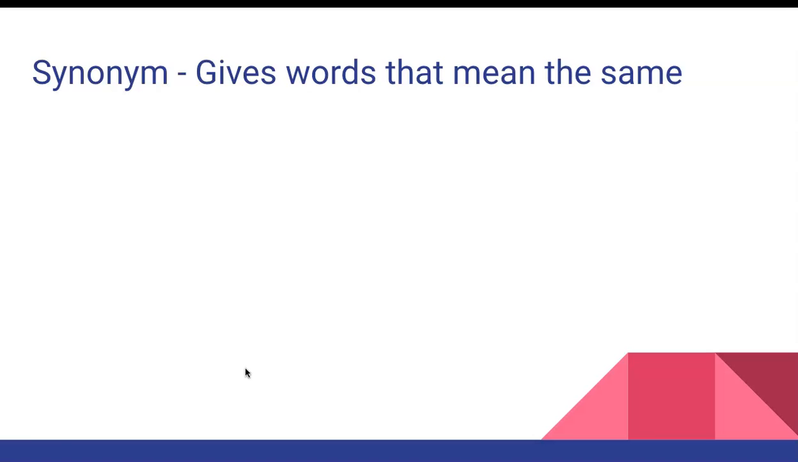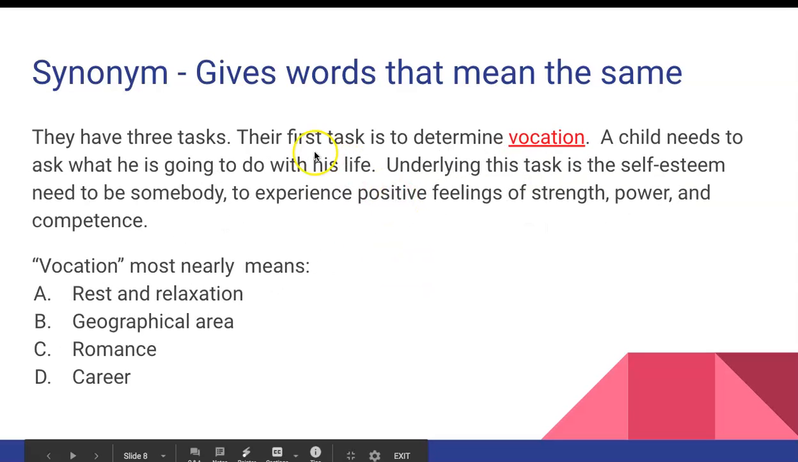And then we have the last one, which is synonyms. So synonyms is where they give words that mean the same thing as our word that we need to define. So here's an example. Their first task is to determine vocation. So we're figuring out what vocation is. If we keep reading, we have a child needs to ask what he is going to do with his life. Well, if we look at this, we have 3 tasks. Their first task is a child needs to ask them what they are going to do with his life.